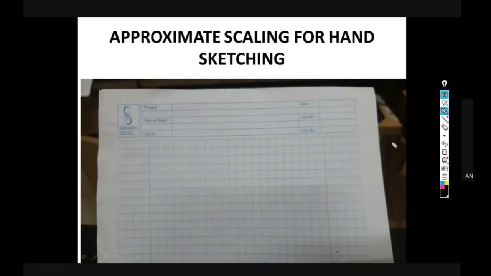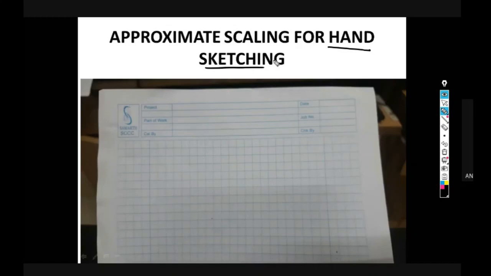Now, approximate scaling for hand sketching. As I told you, even though you are learning AutoCAD, you cannot... Sir, one thing, sir. We draw 2D drawings in 3D, and we have to go only two ways, isometric and axonometric, no? Yes. And one is 45 and another is 60, or maybe I forgot. Generally we use 45. Yes, 45 generally we use. 30/60 is also possible. Okay, sir. Thank you, sir.